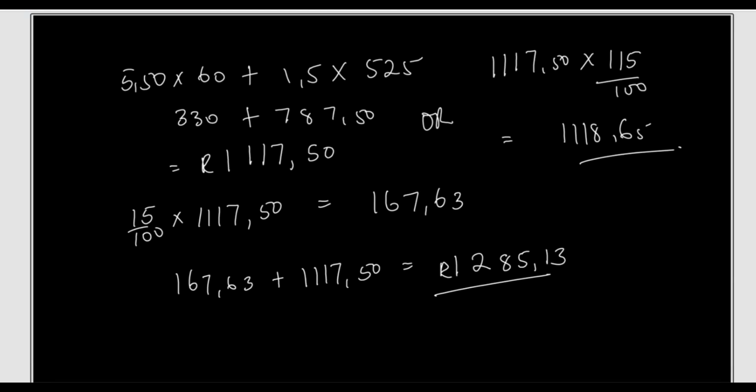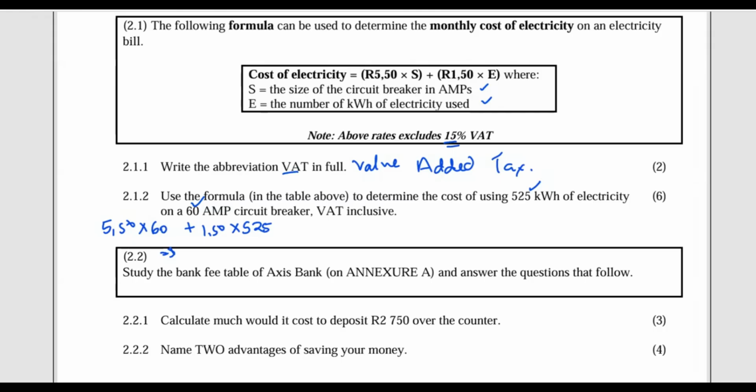Something is off. We said times, not plus. Okay, so when you do that, we must get the same answers, which is 1285,13. Okay, so that is how we would have approached that question.